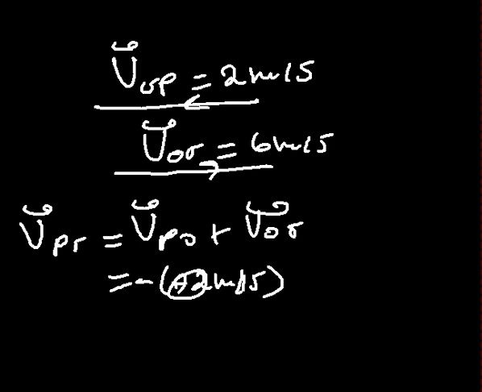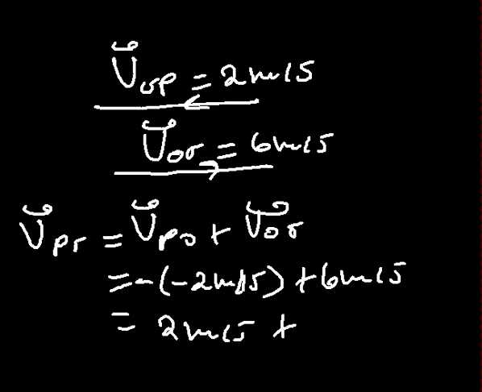And by the way, this negative is for the fact that it is going towards the negative direction. And this negative is because we are to change or reverse this, and that would be like this. That is in line with Vpo, like that. And what is the Vor? We have it as plus 6 meters per second. That would be given as 2 meters per second plus 6 meters per second. From there you can have it.